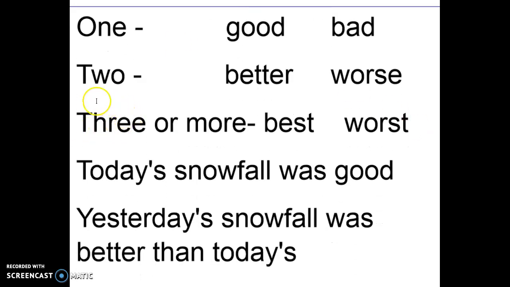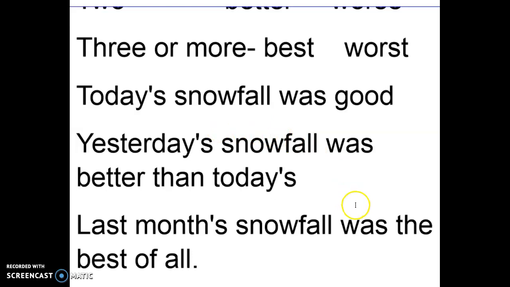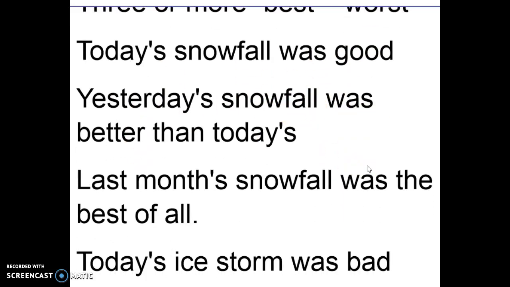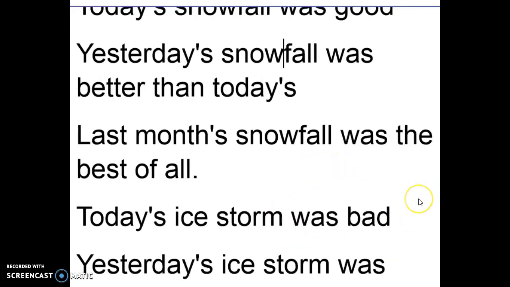Then if you're going to use three or more comparisons, then I would say that is the best restaurant of all, because I'm comparing it to more than three restaurants. And then worst, the weather today was the worst of all week. Okay, I'm comparing it over seven days, and I'm going to say worst. So you have today's snowfall was good. Yesterday's snowfall was better than today's. Last month's snowfall was the best of all.